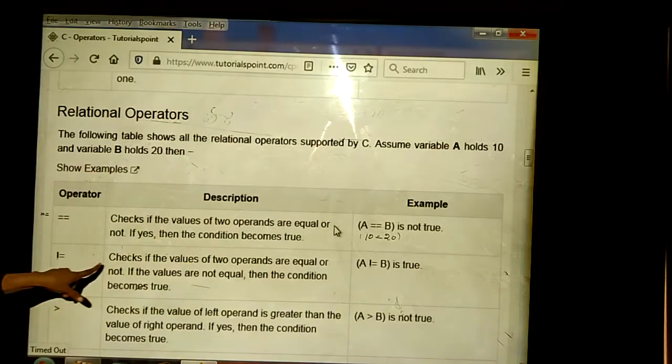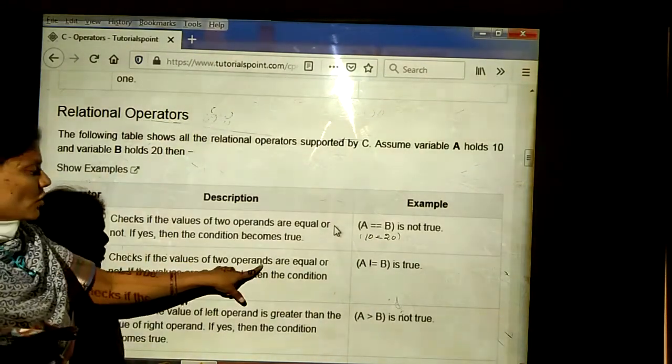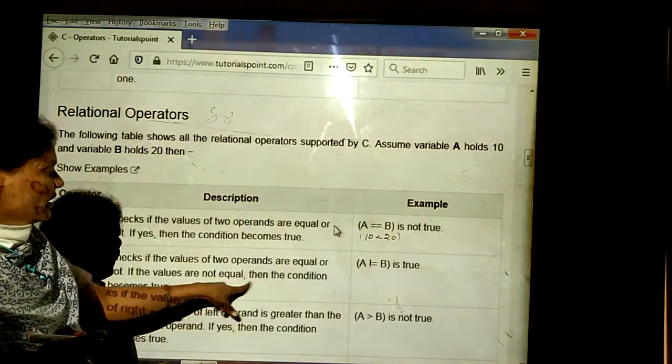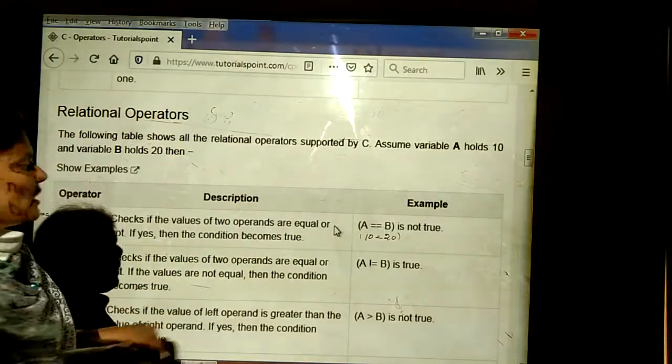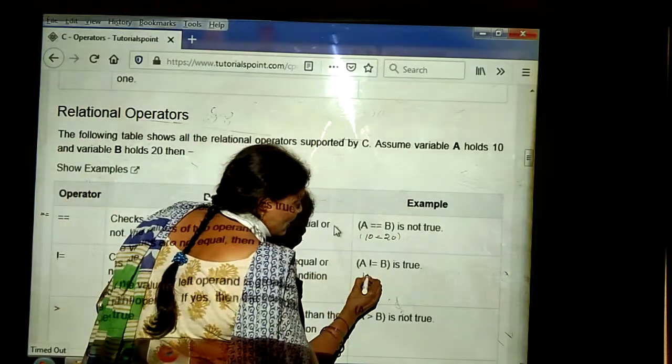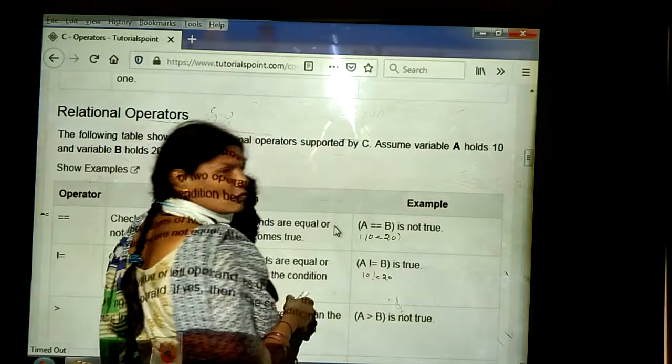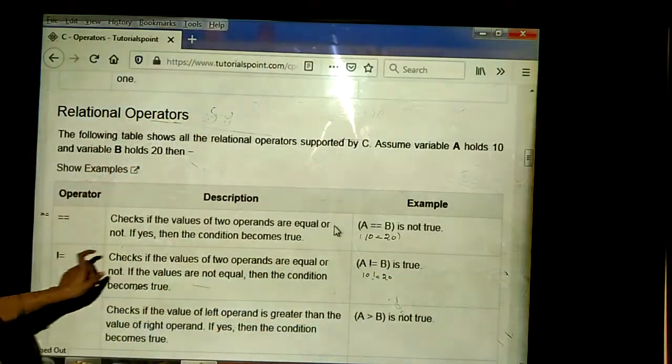Next, not equal to. It checks if the values of the two operands are equal or not. If the values are not equal, then the condition becomes true. Not equal means, suppose 10 is not equal to 20, the condition is true here. That is the use of not equal.